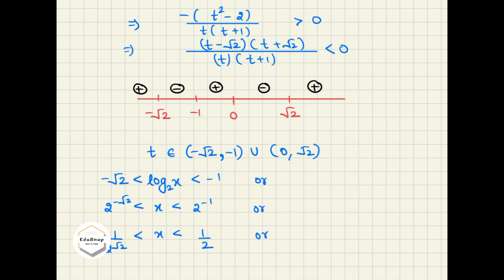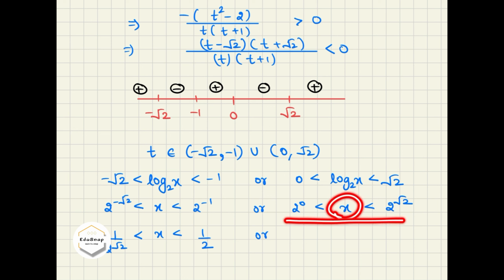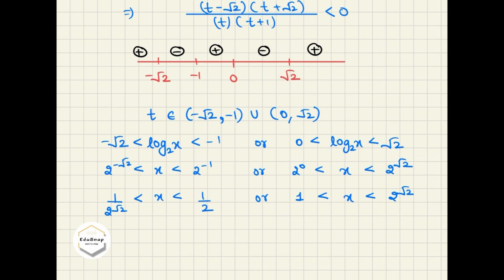Now similarly we have to solve this interval as well. Here we will say this. Okay, now x is going to be between these two intervals, and the x will be greater than 1 and less than 2 raised power root 2. So this is the final answer, that is this.